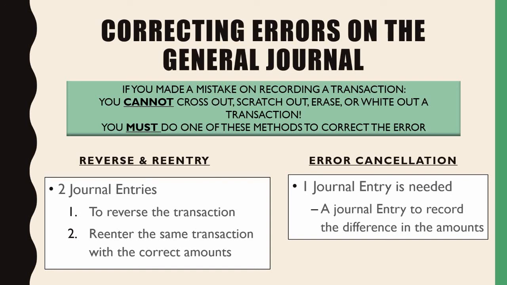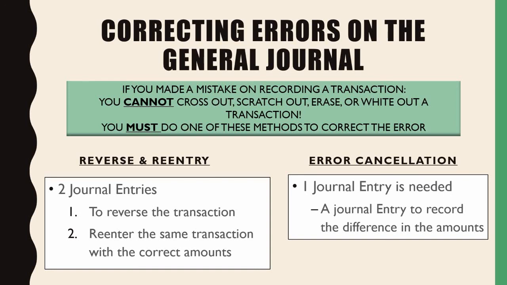Now, error cancellation only requires you to have one entry. You're going to have to be very careful, because many people make a lot of mistakes here. They don't calculate it right, or they do it in their head and think it's right, and they end up getting their correcting entry wrong. This is where you're just going to take the difference, finding out which area you are less in or which area you have more in, and correct it that way. You're just going to re-enter the same transaction, except with different amounts.